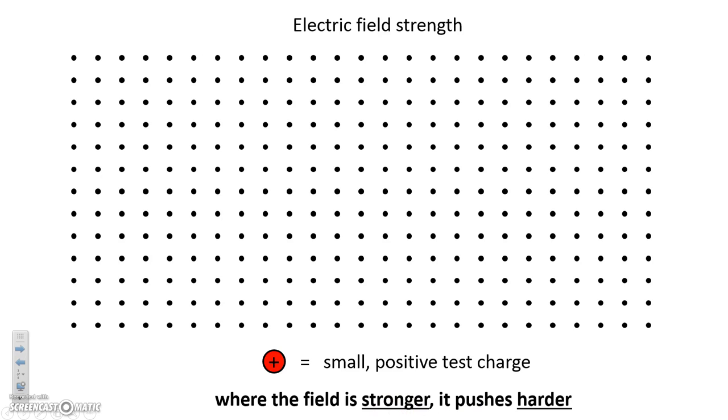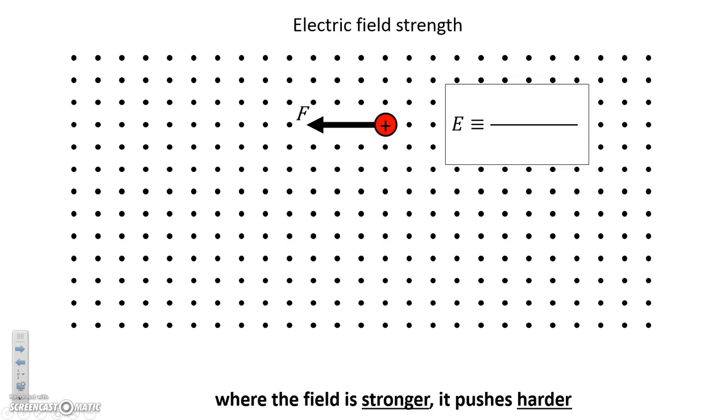Where the field is stronger, it pushes harder. That's our rule. So take your small positive test charge, and let's say you put it right here. And at this location, the force it feels is this. We define the electric field strength. We define E, the electric field strength, as the force on our small positive test charge divided by the amount of coulombs in the test charge.